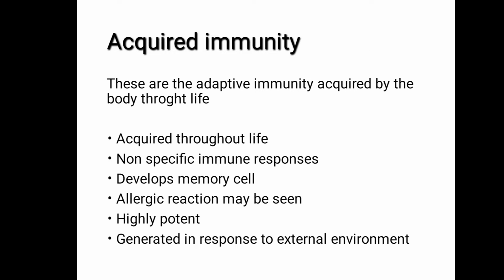So next is the acquired immunity. Acquired immunity is the adaptive immunity where the body acquires or adapts due to some external environment, etc. The body is going to adapt this kind of immunity. So this is called acquired immunity. This kind of immunity is acquired throughout the life.